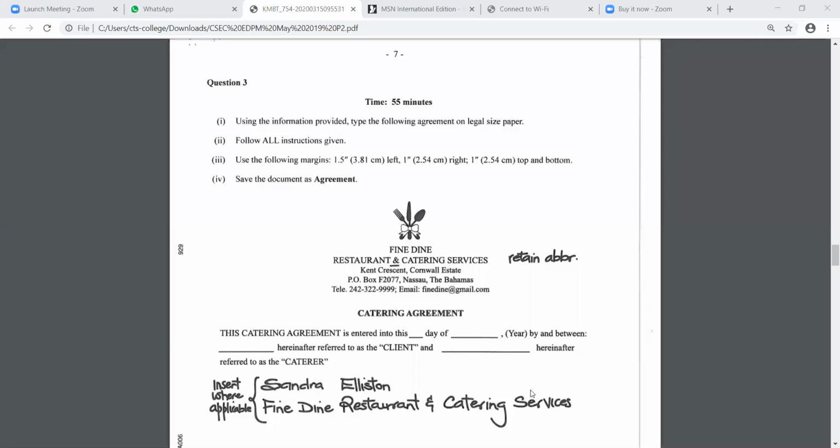on Zoom. It's in the chat, right? Can everybody view question 3?